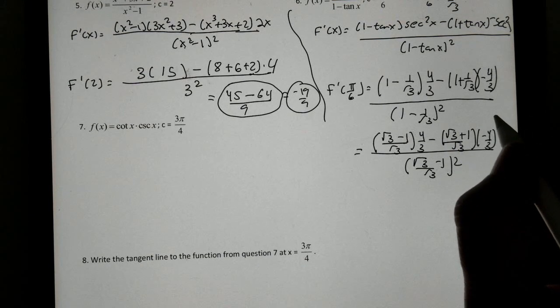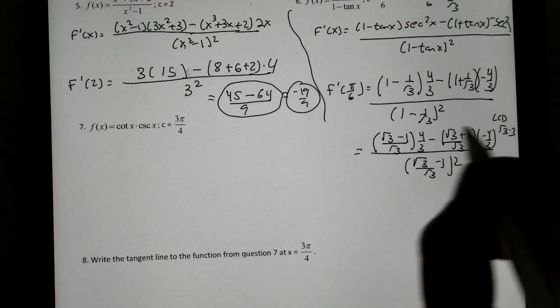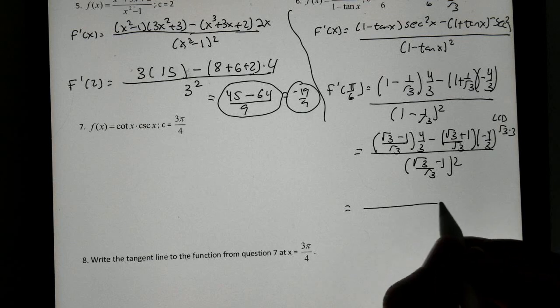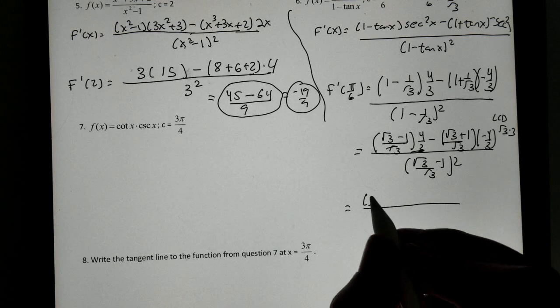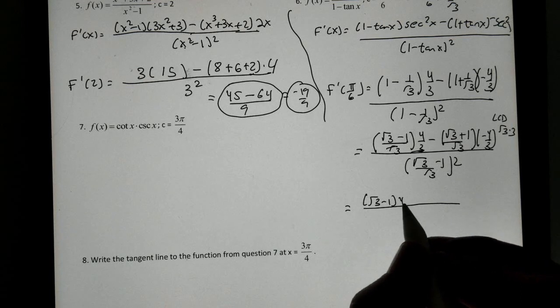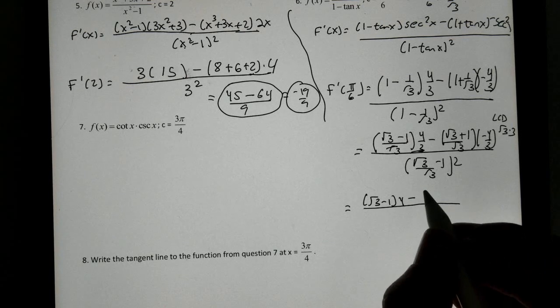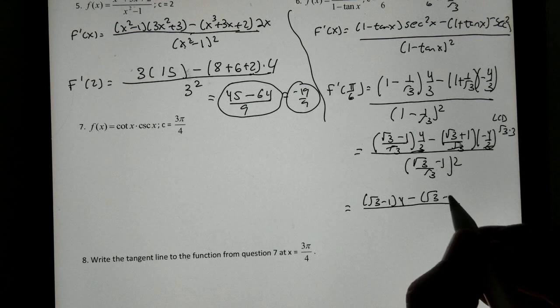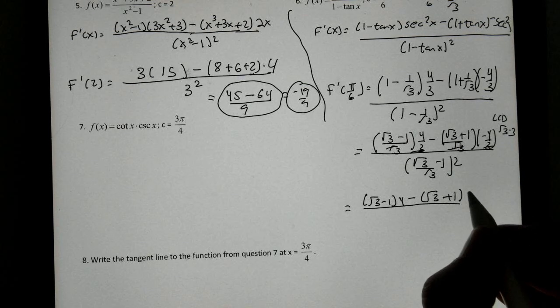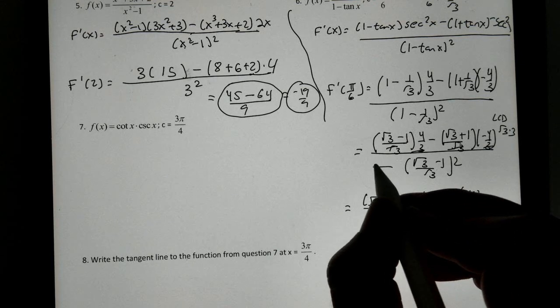So our LCD is the following, root 3 times 3. On the top, it turns out very, very pretty. These are just going to cancel. I'm left with the square root of 3 minus 1 times 4 minus, over here, same thing, they're going to cancel out. I get the square root of 3 plus 1 times negative 4 now. On the bottom, I'm going to clean up the bottom here a little bit.